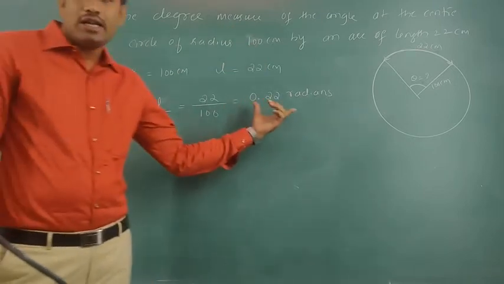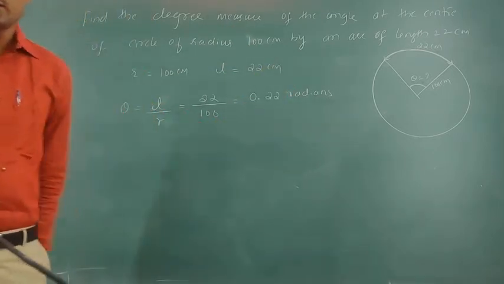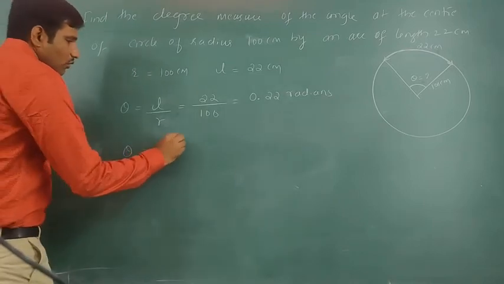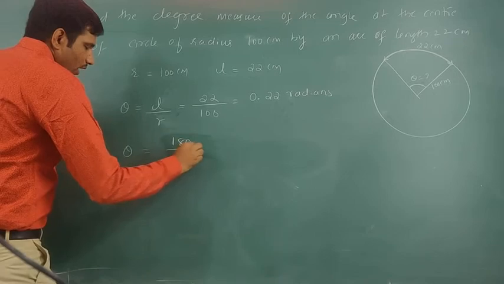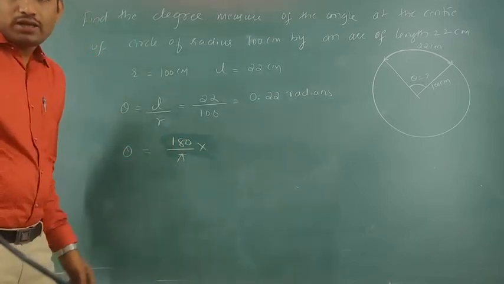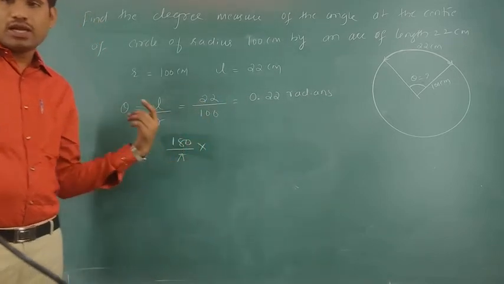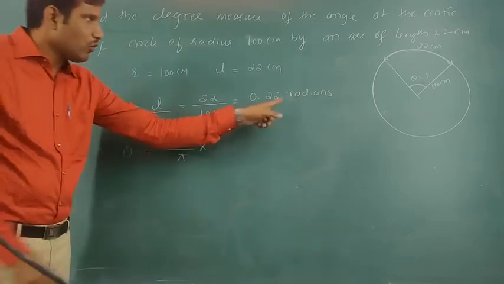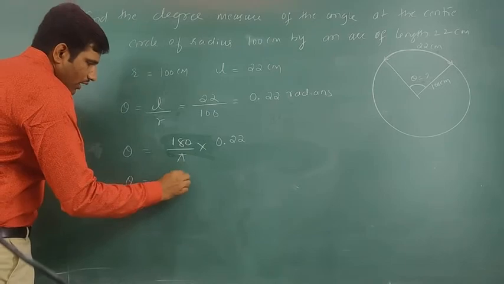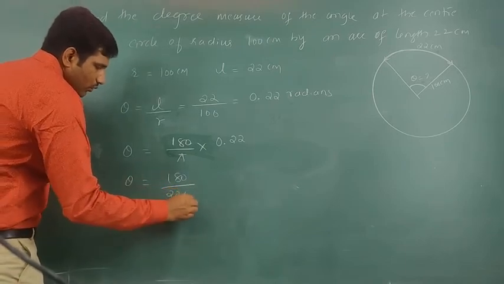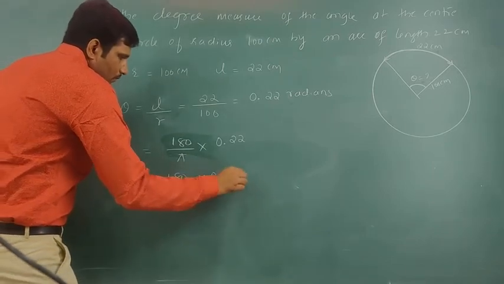Now we got the answer in radians. Again we have to convert these radians into degrees. Theta is equal to 0.22, so use that formula. What is that formula? 180 by pi into radian. Already we know how to convert radian into degree. How many radians? 0.22 radians. So now theta is equal to 180 divided by pi, which is 22 by 7, into 0.22.